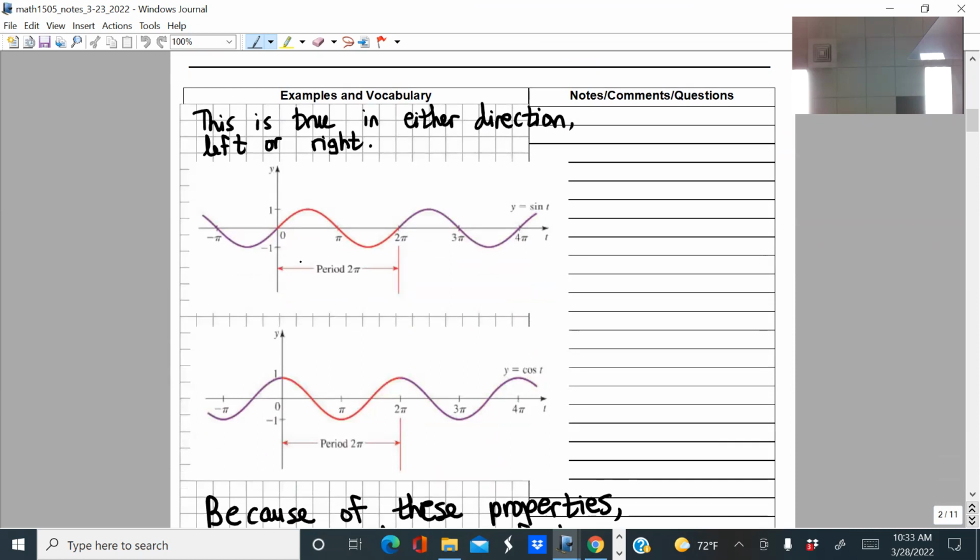Notice that if you take this piece of the sine curve or the cosine curve from 0 to 2 pi, and you replicate that piece to the right or to the left, you get the entire sine curve, the entire cosine curve. So that's why we say that the period of the sine curve is 2 pi, because this piece of the curve repeats itself every 2 pi units, indefinitely to the right and also indefinitely to the left. And same thing for the cosine curve. A piece of the cosine curve from 0 to 2 pi, if you cut that and duplicate it to the right or to the left, you will get the entire cosine curve.